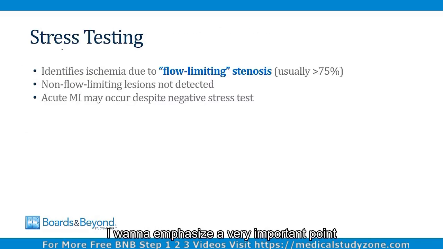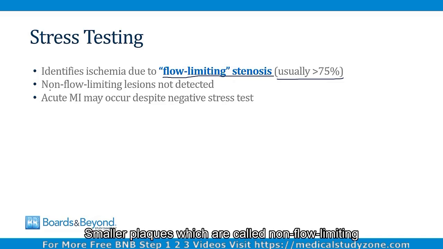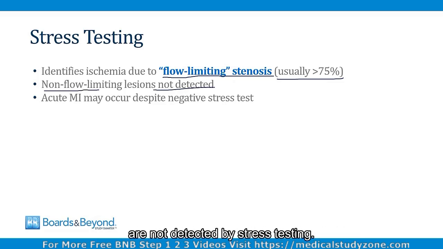I want to emphasize a very important point about stress testing. It can only identify ischemia caused by flow-limiting stenoses. These are plaques in the coronary vessels that occlude about 75% of the lumen. Smaller plaques, which are called non-flow limiting, are not detected by stress testing.